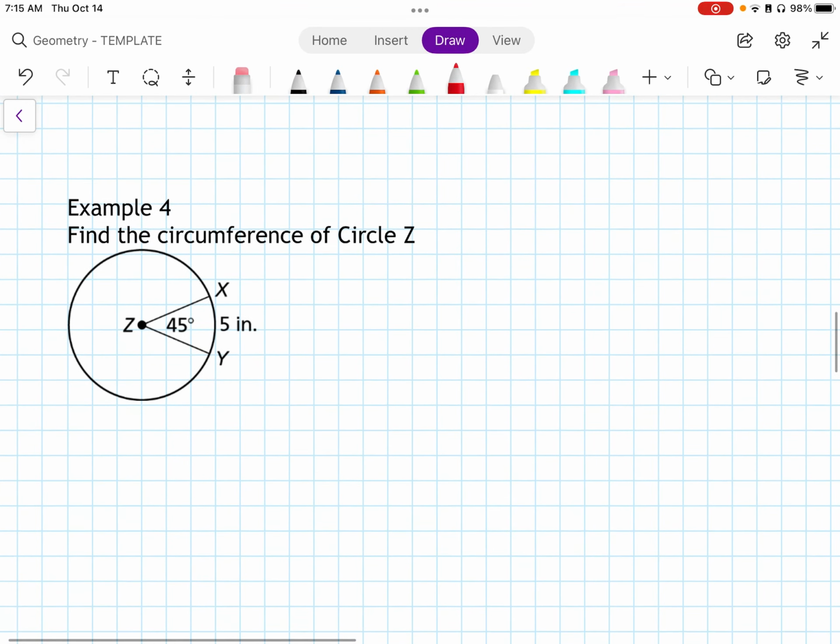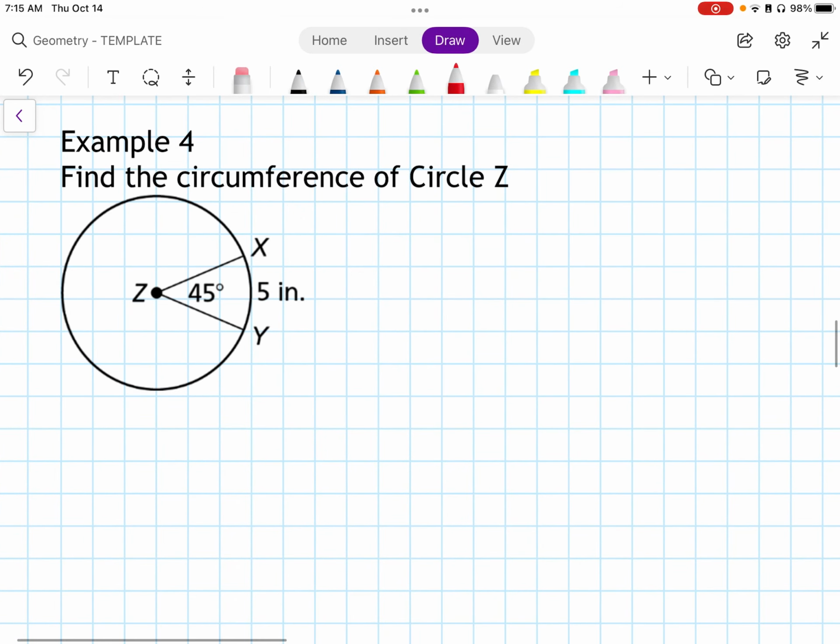All right. Find the circumference of circle Z. So this time they gave us the arc length right there. We have our angle. And now we're going to have to reverse work it so that we can get the whole circumference. We know the arc length formula, and I'm going to plug into that. The arc length, in this case 5, would be equal to the angle, 45, over 360 times 2 pi r.